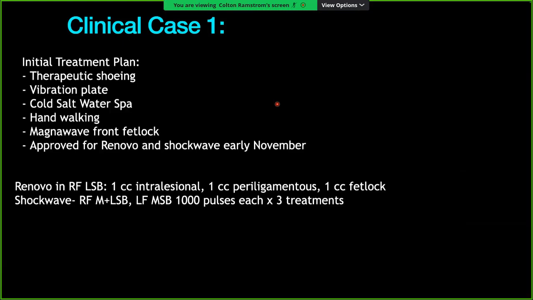And then we also got approval for shockwave. So we started doing 1,000 pulses on both right front branches. And then I didn't show the images here, but he had some very mild marginal changes on the left front medial branch. So I included that in the shockwave treatment as well.